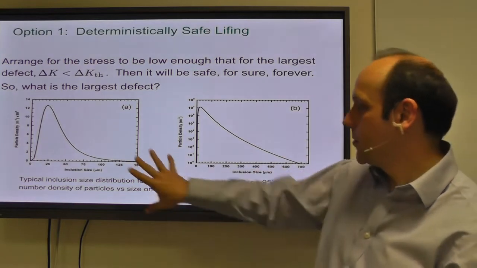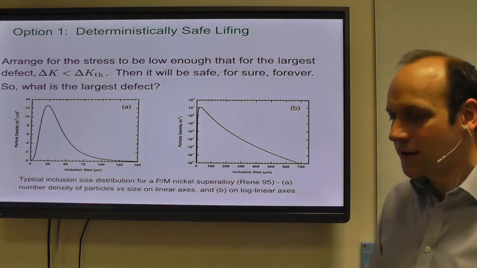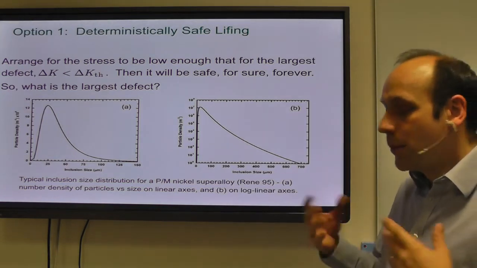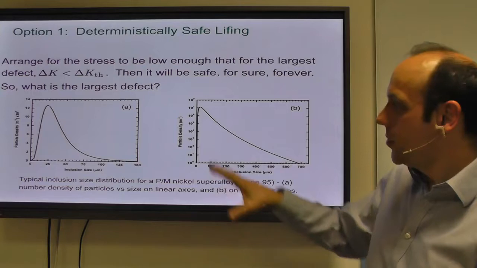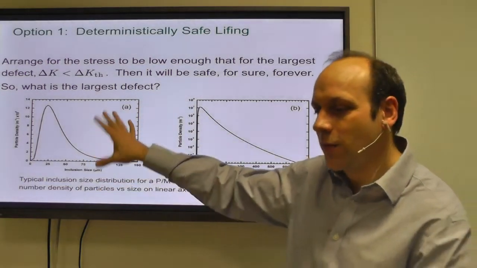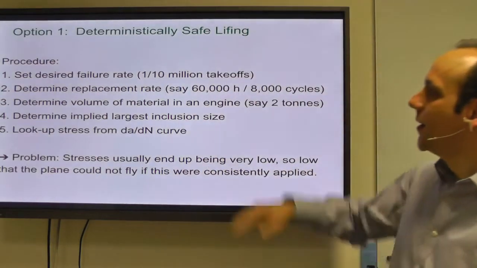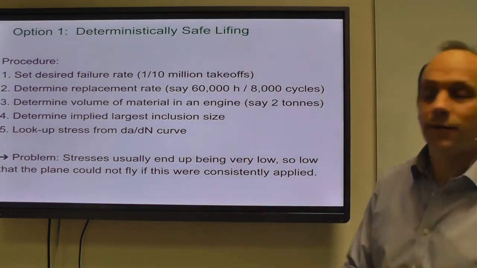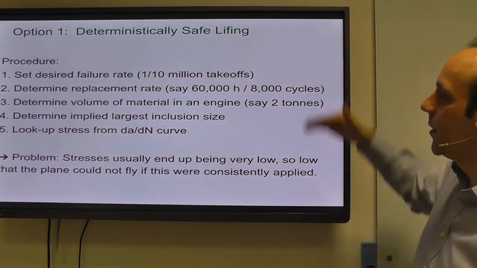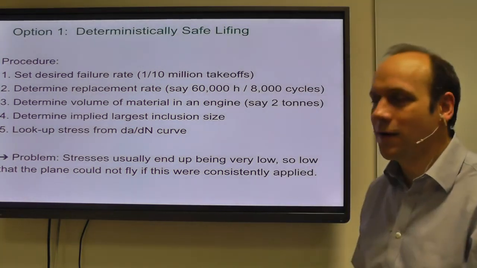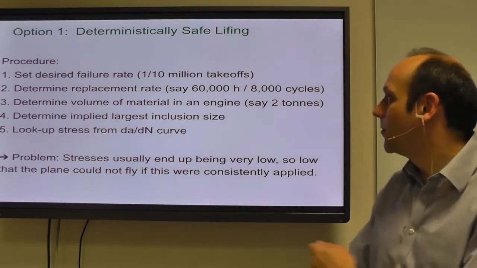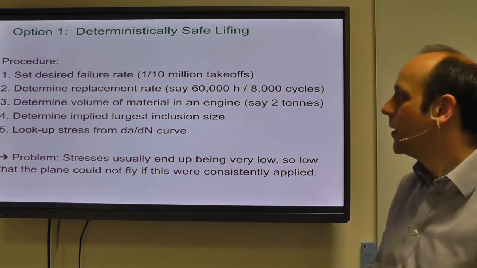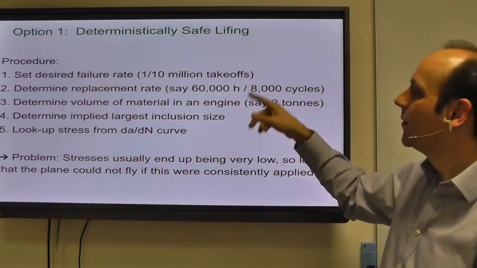And this is a typical distribution for a PM nickel superalloy, René 95, a GE alloy, which I've taken from the literature. But say you knew what that probability distribution was like, we could then go through a procedure a bit like this. We could set a desired failure rate, something like 1 per 10 million takeoffs, say. We can determine a replacement rate of our material, so that's every 60,000 hours or 8,000 flight cycles, we'll replace the material. So that is 1 in 10 million multiplied by 8,000.